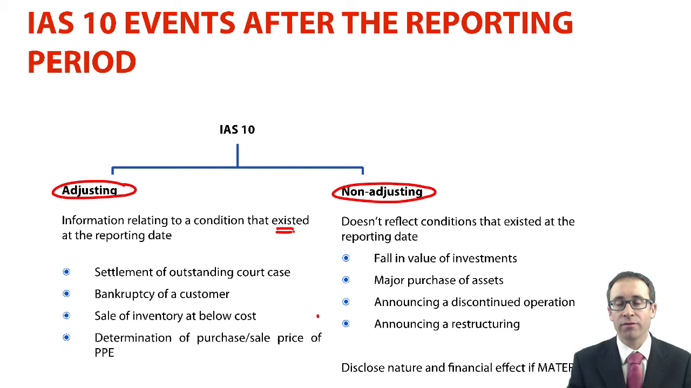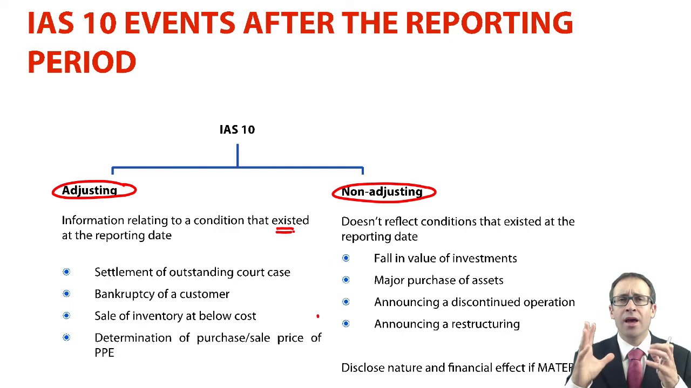If you enter into the major purchase of assets, I suppose that then brings around your capital commitment note. You don't go through and record it as an addition at the end of the year. You just disclose it, stating that we have purchased a significant amount of assets after the end of the year. At the year end, we had not purchased them, so therefore the condition did not exist.